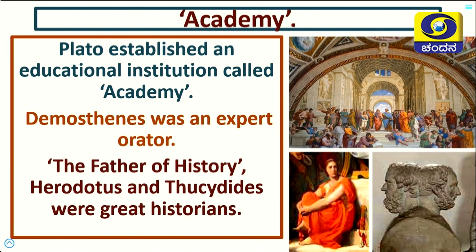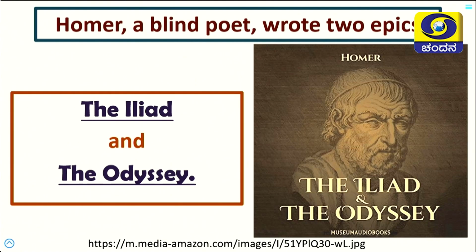The person called Demosthenes was an expert orator. An orator is nothing but whoever addresses the people elegantly, they are known as orators. They speak very nicely. Do you know who is the father of history? The father of history is Herodotus, and Thucydides was a great historian. There is a picture, one after the other, just like two faces of the same coin. The picture you can see. Homer was a blind poet. He wrote two epics. Which are those? One was Iliad, the other one was Odyssey.